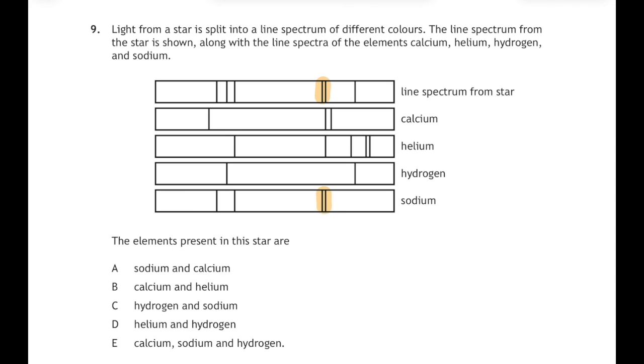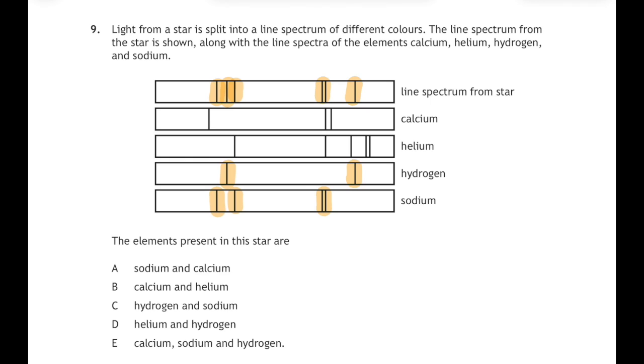So these two lines in the star spectrum match up with sodium. So did these two lines as well. And then that middle line lines up with hydrogen, and so does that last line. And that's it. So it's only hydrogen and sodium.